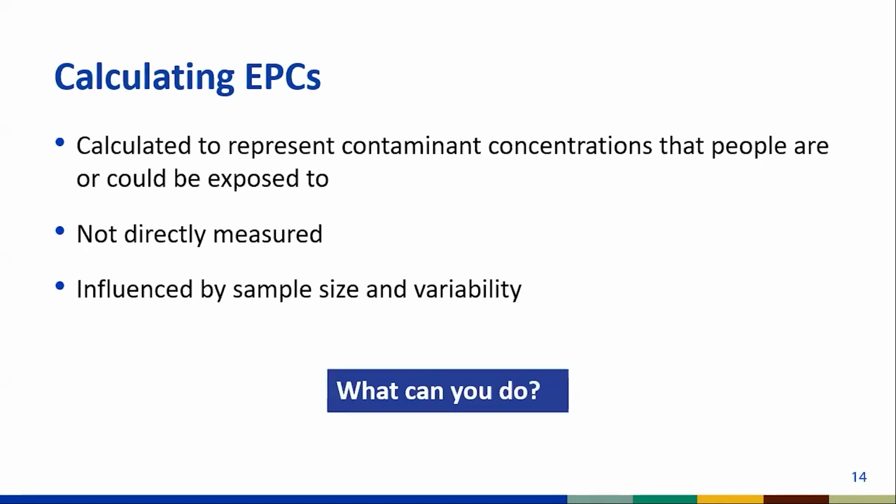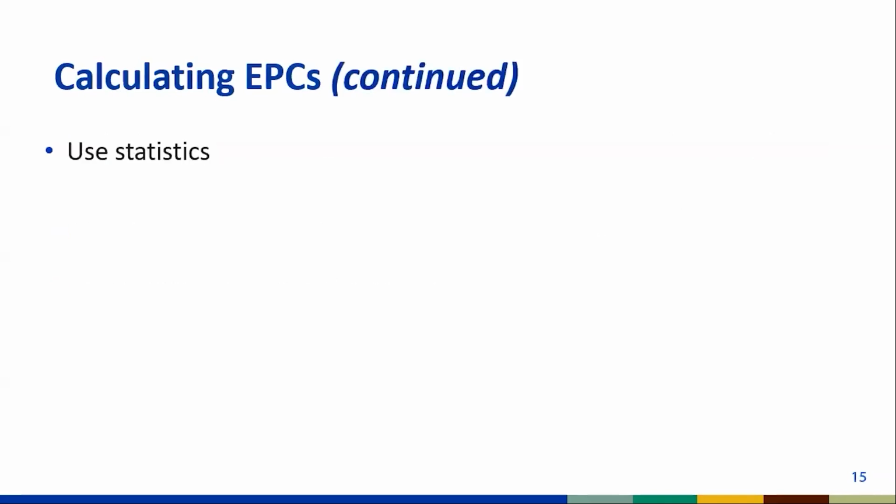Given that we can't possibly characterize contamination levels at every single location or every point in time for a given exposure unit, what can we do to obtain a reasonable estimate of exposure? We can use statistics. In fact, there are various robust statistical procedures available that account for uncertainties associated with environmental sampling data, including sample size and variability. And these procedures allow us to estimate reasonable yet health-protective EPCs. We do so by selecting either the maximum detected concentration or by calculating the 95 UCL of the mean.